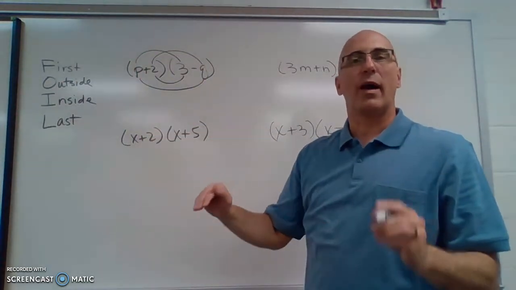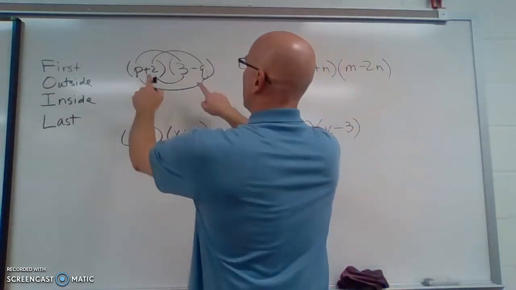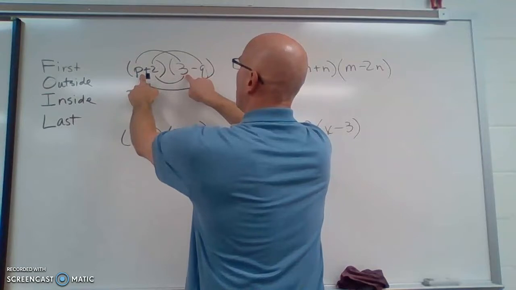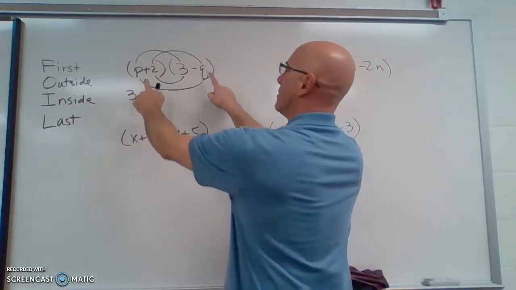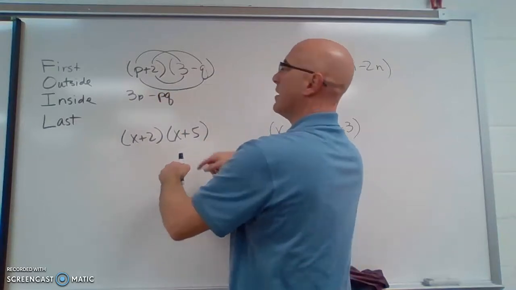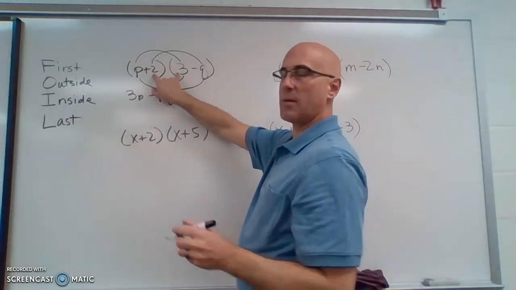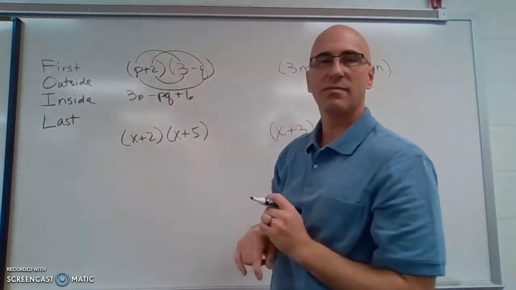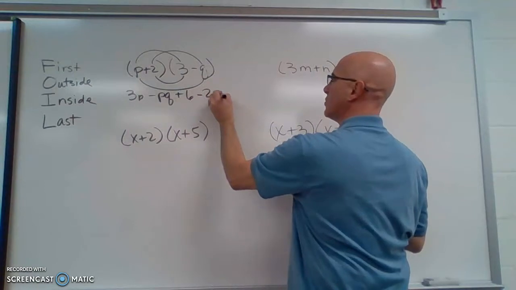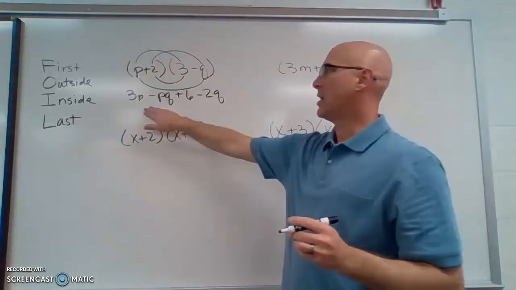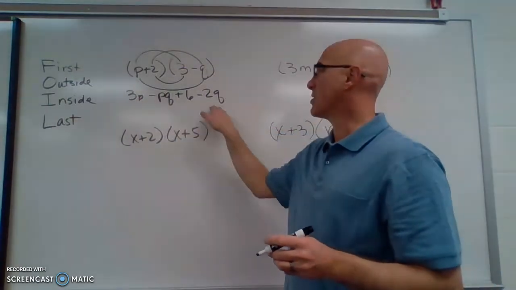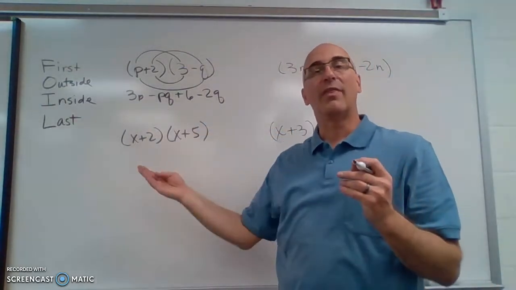If we do that and write each product down, here's what we get. The first, p and the 3, we can write that 3p. The outside terms, p and minus q, we get minus pq. Inside, 2 times 3 is 6. Last, 2 times minus q, that's negative 2q. So here is our product. If any of these were similar terms, we could combine. And that's what we'll do in this next one.